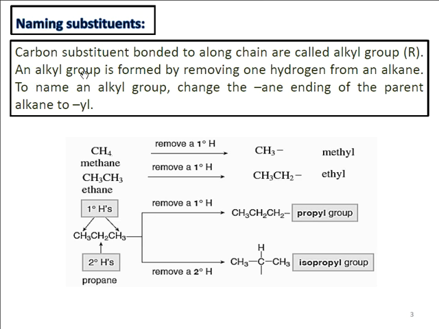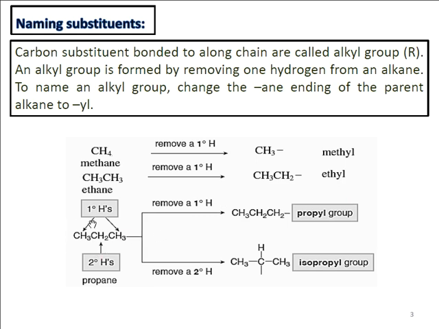An alkyl group is formed by removing one hydrogen from the alkane. What does that mean? Look, this is methane. If we remove one hydrogen, it will be a CH3 bond, and this will be methyl. To name the alkyl group, change the ane ending of the parent alkane, the mother name of the alkane, to yl. That means ane becomes yl. Methane becomes methyl, ethane becomes ethyl, propane becomes propyl, and like that.